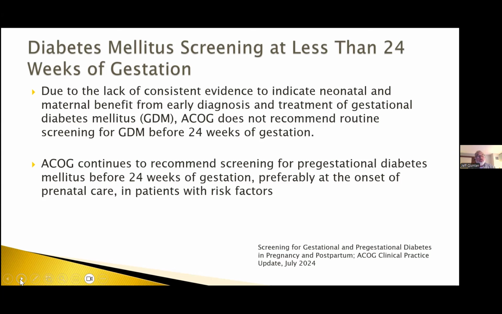However, in women who are at increased risk for pre-existing or pre-gestational diabetes, then screening before 24 weeks probably makes sense. Ideally, you'd want to screen these patients before they become pregnant, so that you're able to get their glucoses under better control and minimize the risk factors that occur during pregnancy with uncontrolled diabetes.